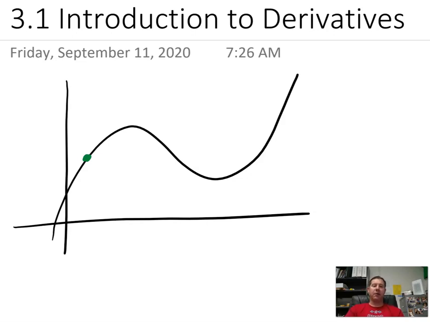Today we'll be talking about derivatives and introducing them to you. We're going to start with our discussion of the secant line.